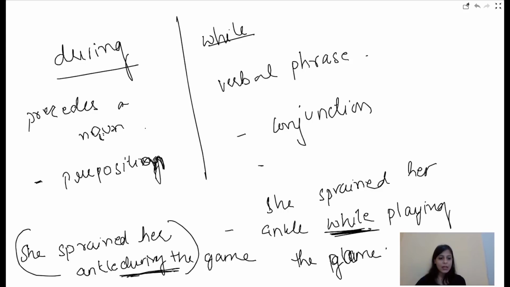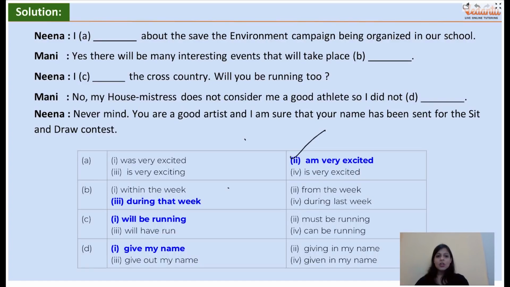So getting back to the question, the answer to this one is during that week. You're talking about that week, not a particular week. This event is yet to come. It has not happened, it did not take place. We are expecting the event to take place. So, I will be running the cross country. Will you be running? So you're asking the other person.